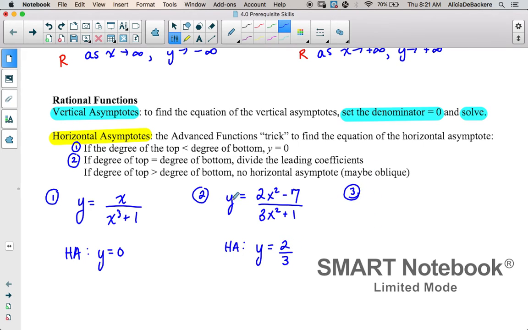And then in the third case, if the degree of the top is bigger than the degree of the bottom, there's no horizontal asymptote. So if I have something like y equals 3x cubed minus 2x squared over x squared plus 7, this guy here does not have a horizontal asymptote. This one has an oblique asymptote here, and we're going to talk more about how to find that throughout this chapter. If the degree of the top instead had been a difference of 2 compared to the bottom, there would be no oblique asymptote either.